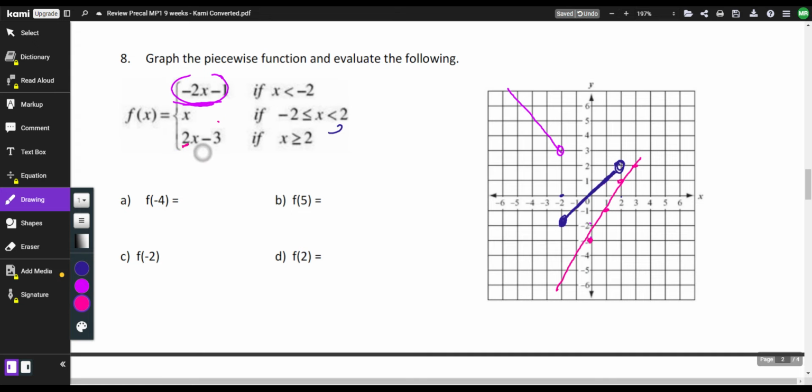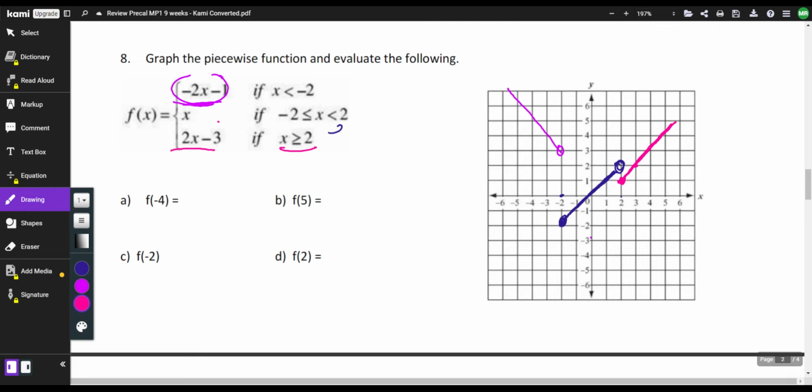And then for the last one, x has to be greater than or equal to 2. So we're only going to look at these points and above. So we say the piecewise, it's going to look like this. That's what the graph looks like.